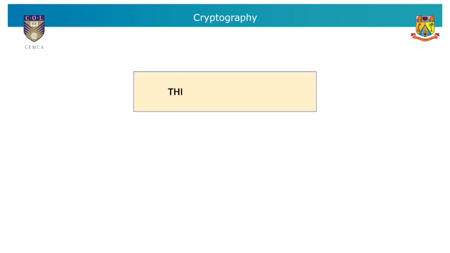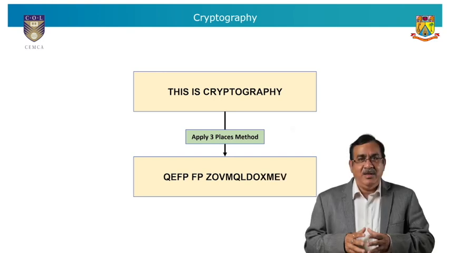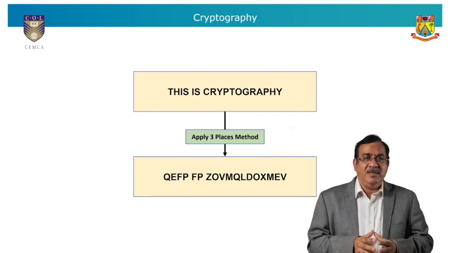One of the earliest forms of cryptographic methods is the Caesar cipher. That was used by Julius Caesar to protect Roman military secrets. In this method, each letter in a message was substituted with the letter that was 3 places to its left in alphabetical order. For example, if my original message were "This is cryptography," the encrypted message would appear as QEFP FP ZOV MQLDOXMEV. The 3 places method is essentially the key to this cryptographic structure, also called the cipher key.